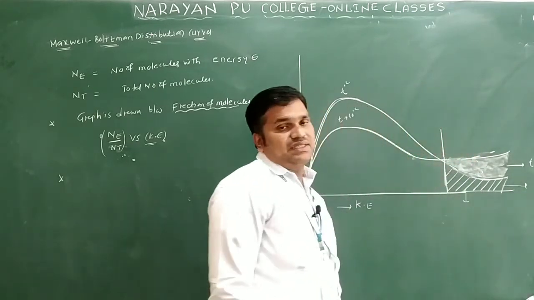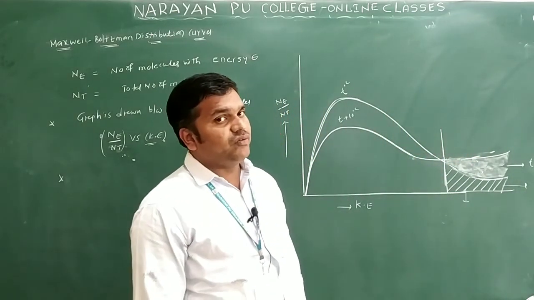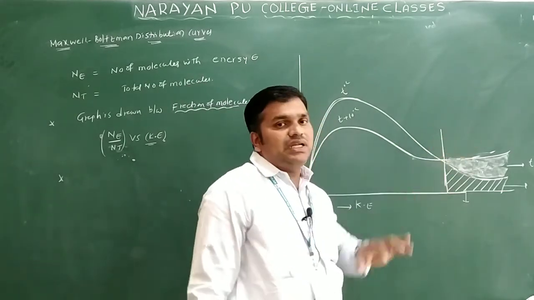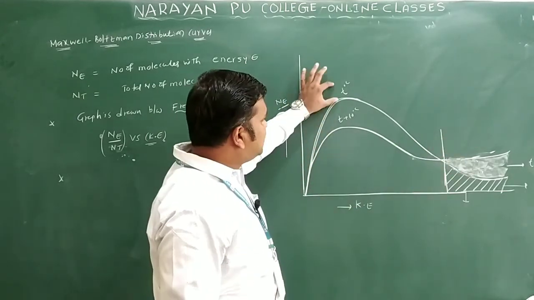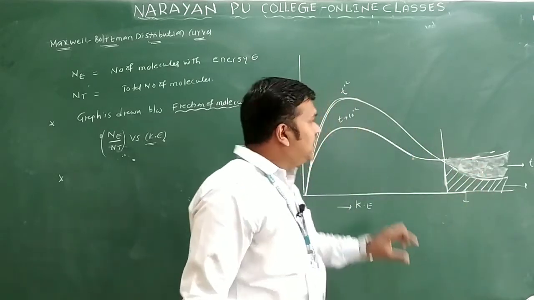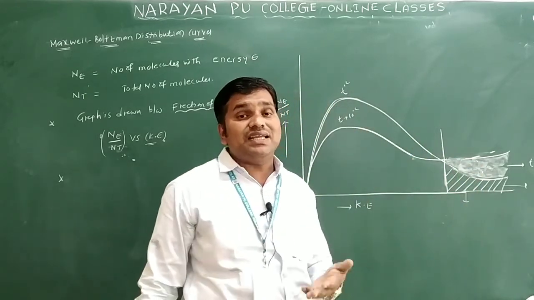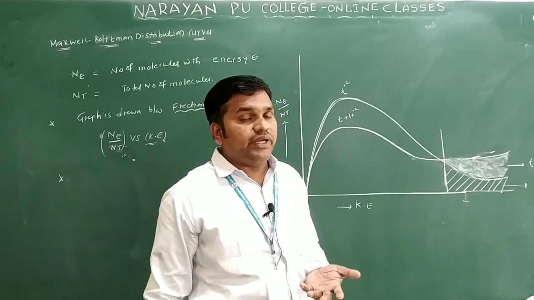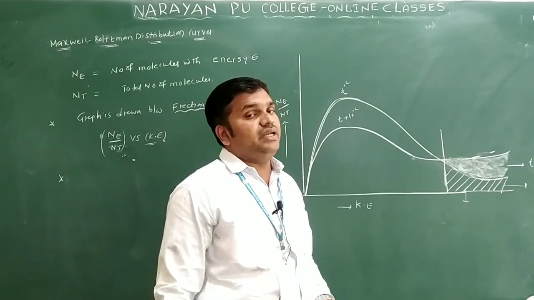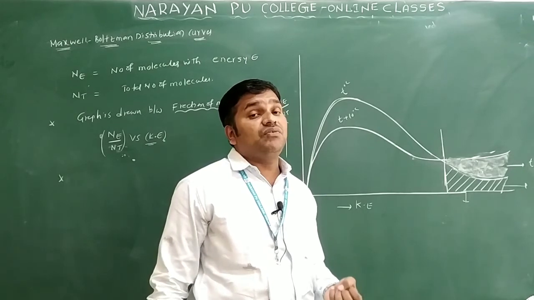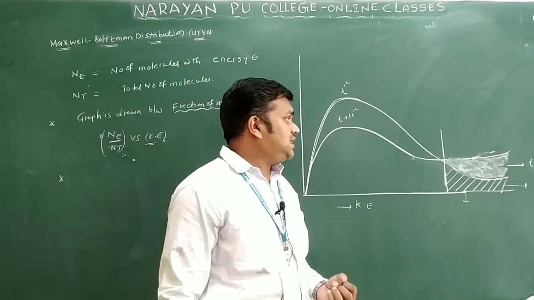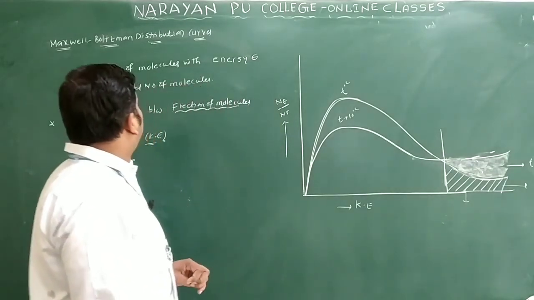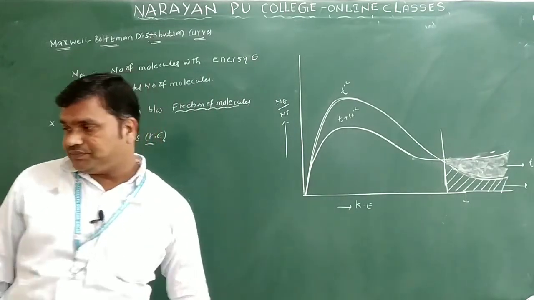T degree Celsius. Then what I want to say, if the temperature increases, does the area of the molecule increase or decrease? At T degree Celsius, this much area is there. At T plus 10 degrees Celsius, the area increases. From this you can say, if the temperature increases, the rate of reaction increases. So this is regarding the Maxwell-Boltzmann distribution curves.